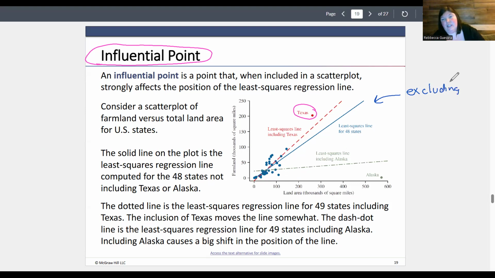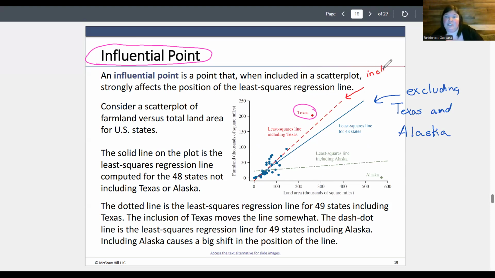This is the line if we exclude Texas and Alaska. Texas has an abnormal amount of farmland, well, size and farmland, so it doesn't quite fit with the rest of the data. Alaska has a normal amount of size, but not as much farmland. So we have Texas and Alaska excluded. What we're seeing here is that if Texas was added, Texas is an outlier. Texas is definitely not close to the rest of the data.